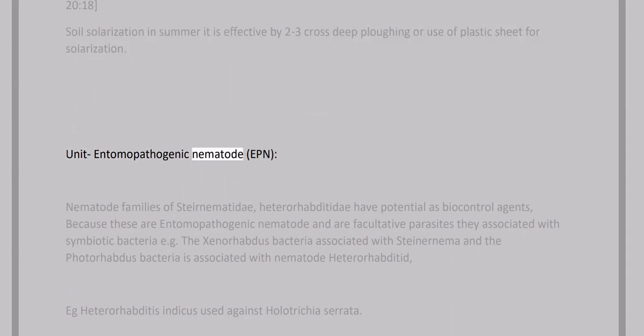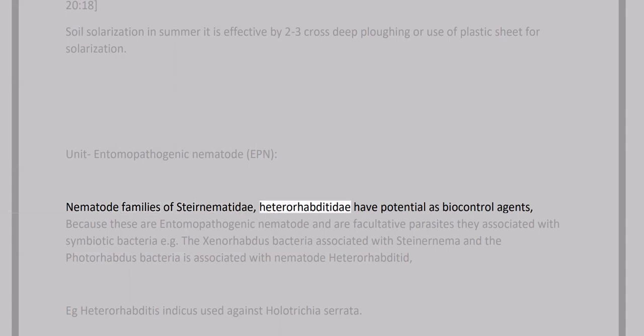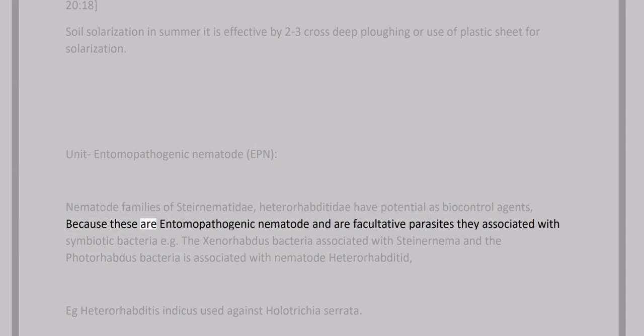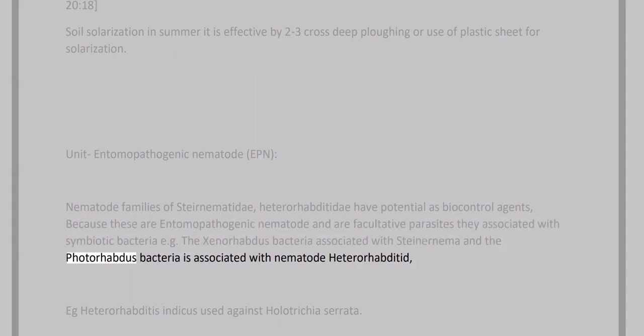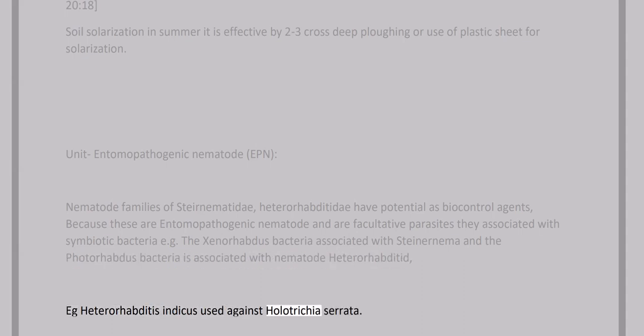Unit 9. Entomopathogenic nematodes, EPN. Nematode families Steinernematidae and Heterorhabditidae have potential as biocontrol agents. These are entomopathogenic nematodes and facultative parasites, and they are associated with symbiotic bacteria, e.g. the Xenorhabdus bacteria associated with Steinernema, and the Photorhabdus bacteria associated with Heterorhabditid nematodes, e.g. Heterorhabditis indica used against Holotrichia serrata.